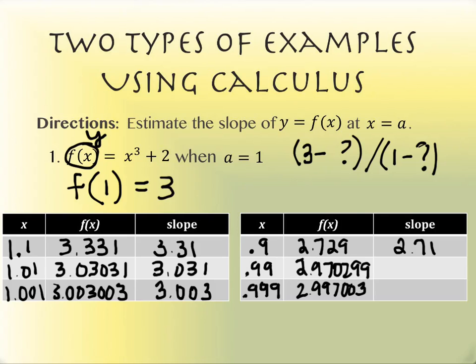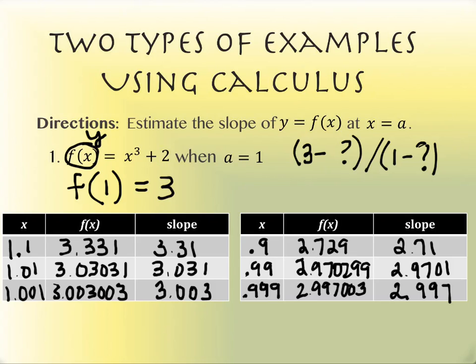Okay, let's try it again. But we're going to use 2.970299 and 0.99. I get a slope of 2.9701. That's closer to 3, right? One more time. I'm going to put in 2.997003 and then 0.999. And I have 2.997.